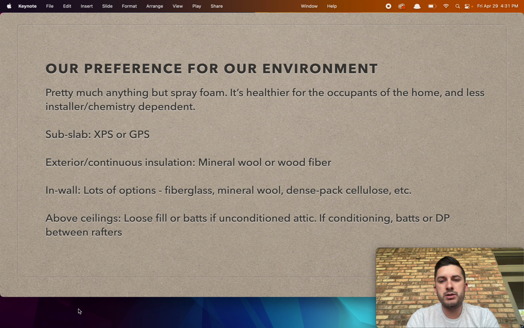And in the wall, there's lots of different things we can use, and they all work relatively about the same as far as R-value per inch, as well as how they're installed. Fiberglass, mineral wool, dense pack cellulose, they all work wonderfully, and again, they don't have the downsides that spray foam has. Above the ceilings, we'll probably do loose fill or bats in between ceiling joists if we're not conditioning the attic. However, if we are conditioning the attic, we'll probably be using bats or dense pack between the rafters.